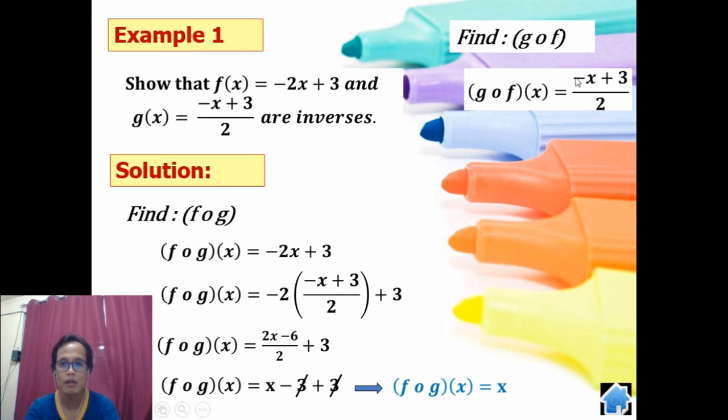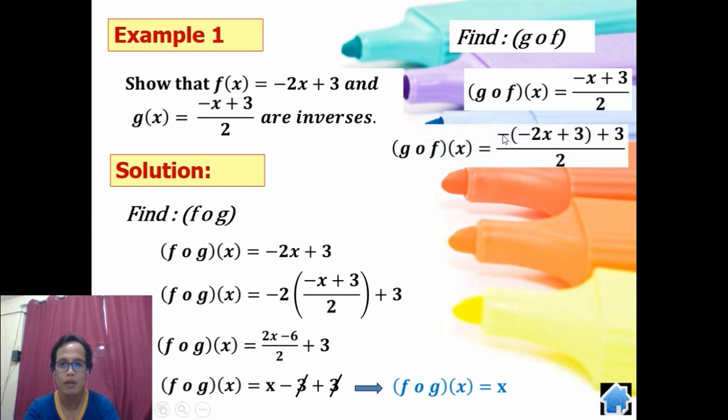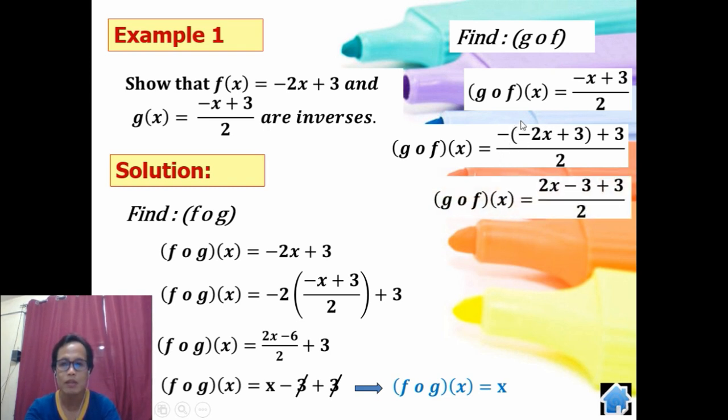So, meaning, the negative x here, we replace with the function, negative 2x plus 3, then copy plus 3, over 2. Now, this time, we have the negative outside the parenthesis. We will multiply it to the terms inside the parenthesis. So this becomes negative x times negative 2x, that becomes positive 2x. Then, negative times the positive 3, that becomes negative 3. Then, we just copy the positive 3.